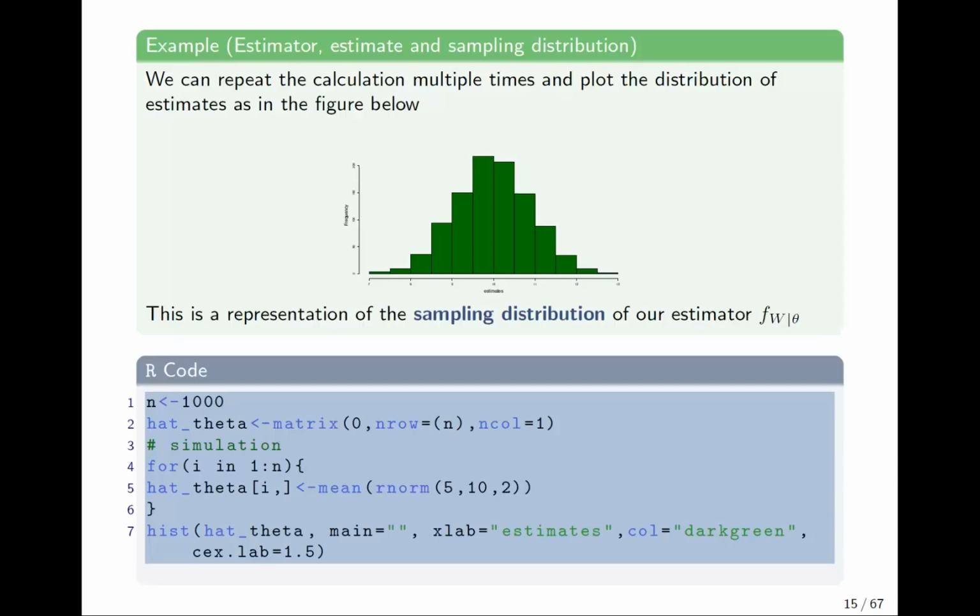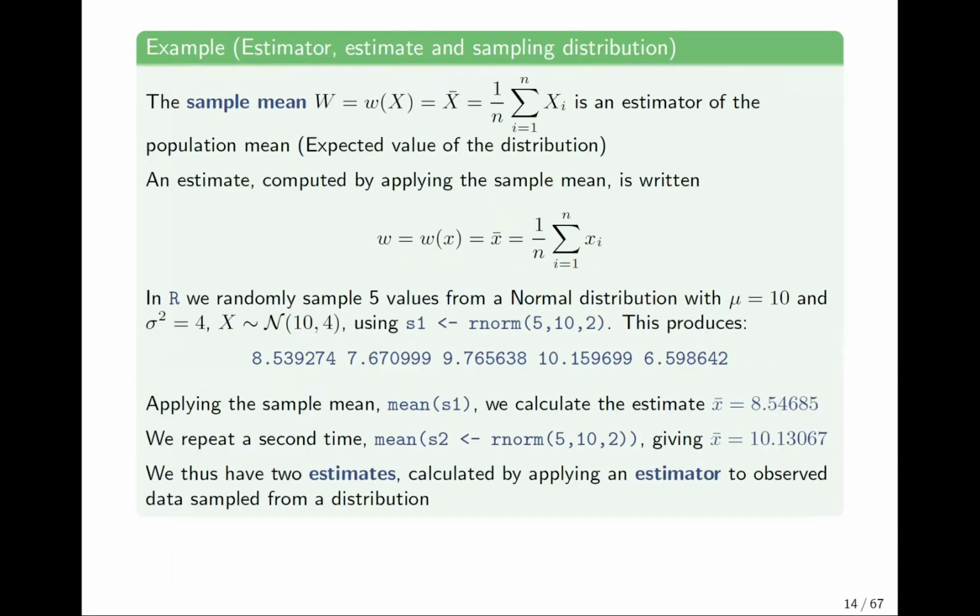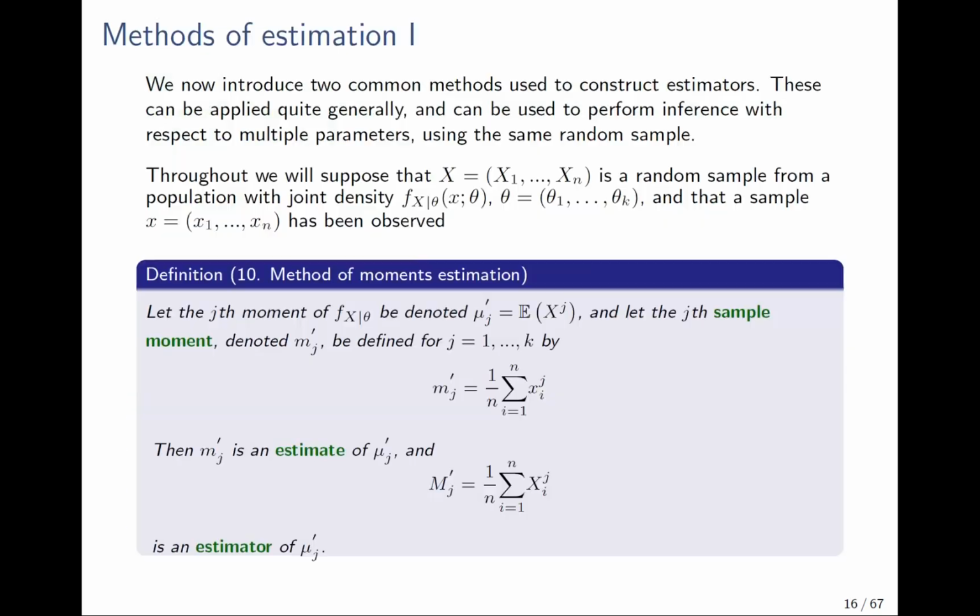Okay, so that's just introducing the terms that we're interested in: estimator, estimate, and sampling distribution. We now want to talk about methods of estimation, and I want to introduce two very commonly used methods to construct estimators. These are methods that can be applied quite generally and can be used to perform inference with respect to multiple parameters using the same random sample.